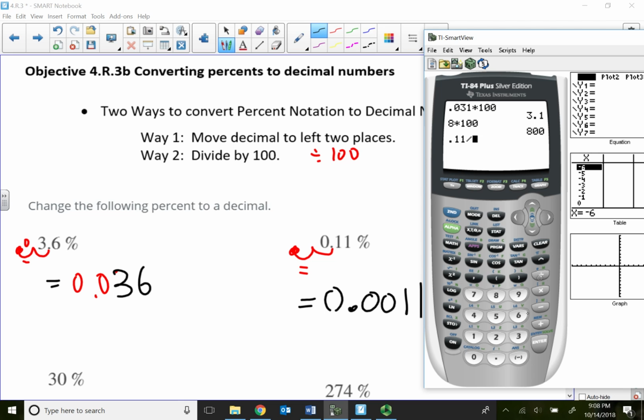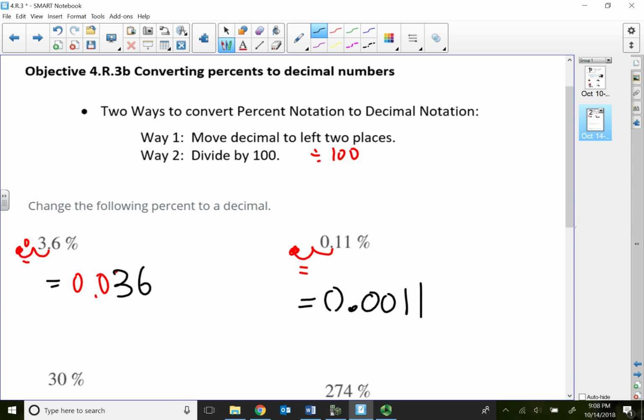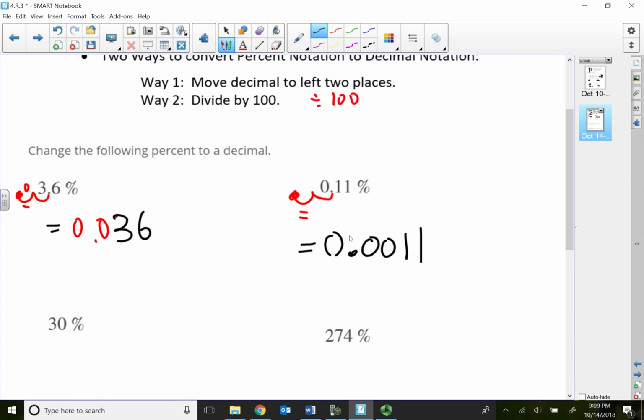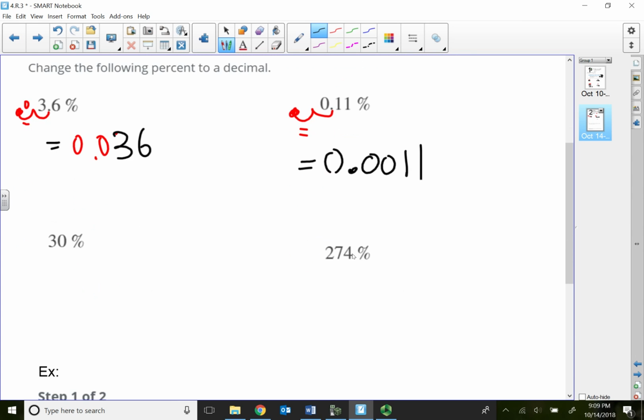0.11% divided by 100 will be 0.0011. Okay, so every time you see a percent and need to convert into a decimal, we always move the decimal to the left 2 places.